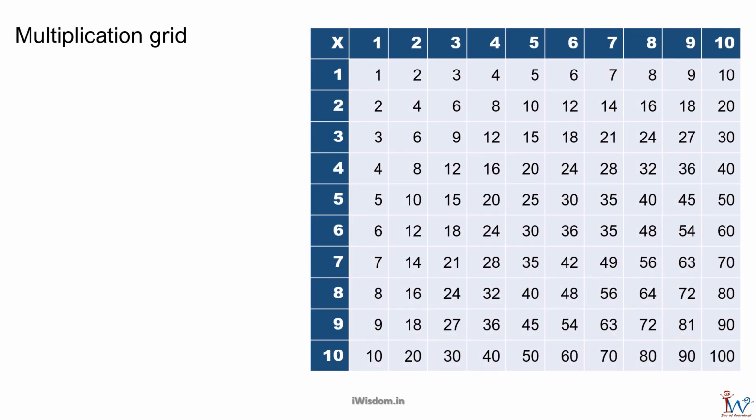Here is a concise way to represent the multiplication tables up to 10. If you want to look for 4 times 5, you look at the row 4, column 5, to get the answer 20. If you want to look for 9 times 6, you look at the row 9, column 6, to get the answer 54. So you have all 10 tables in one table.